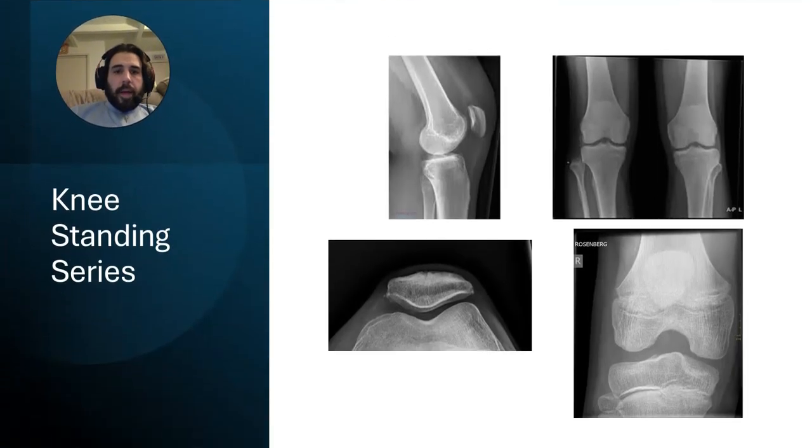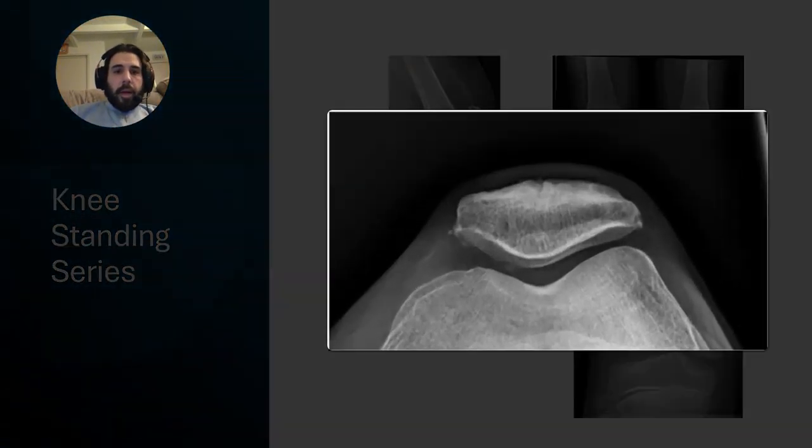And last but not least, we have the sunrise view. Right here, it's our tangential view of the knee, the patella, and there's many ways to do it. I'm going to show you a couple of ways here.